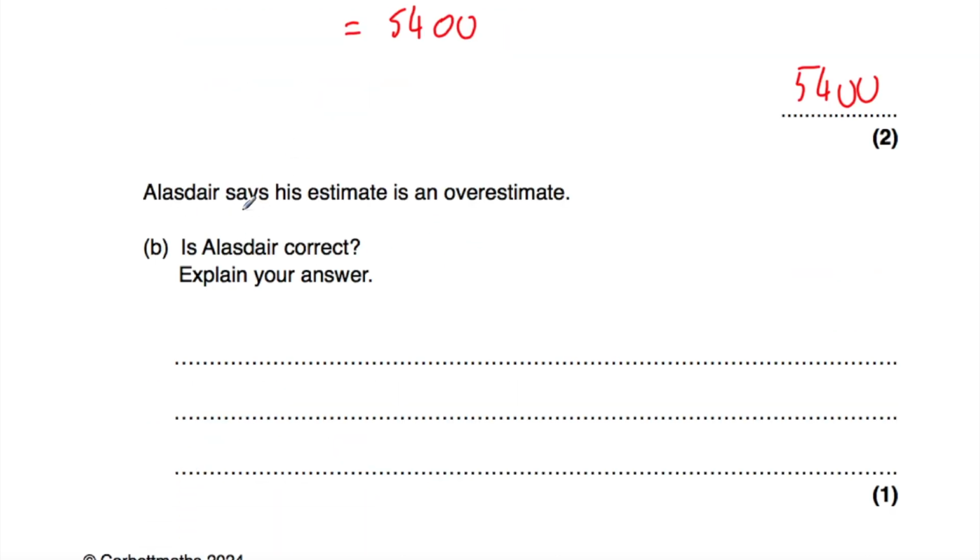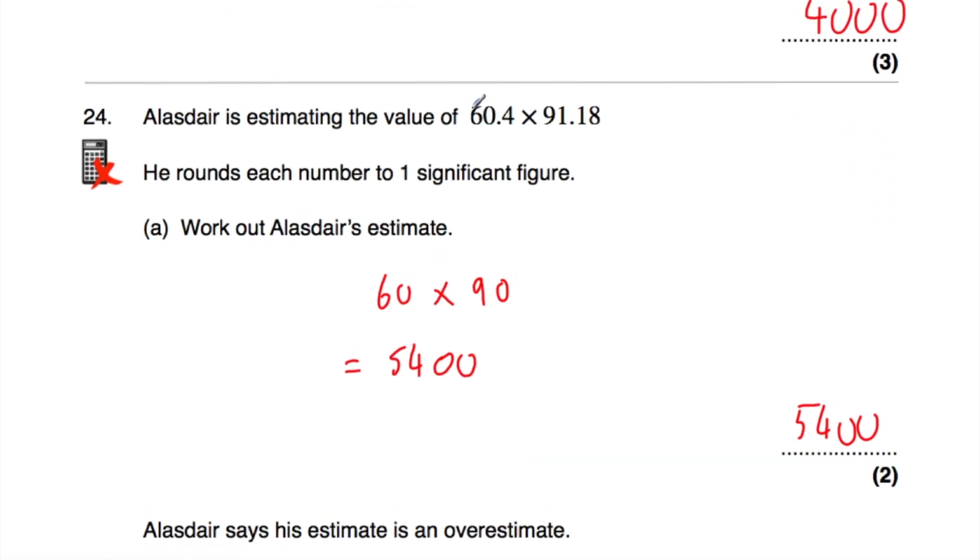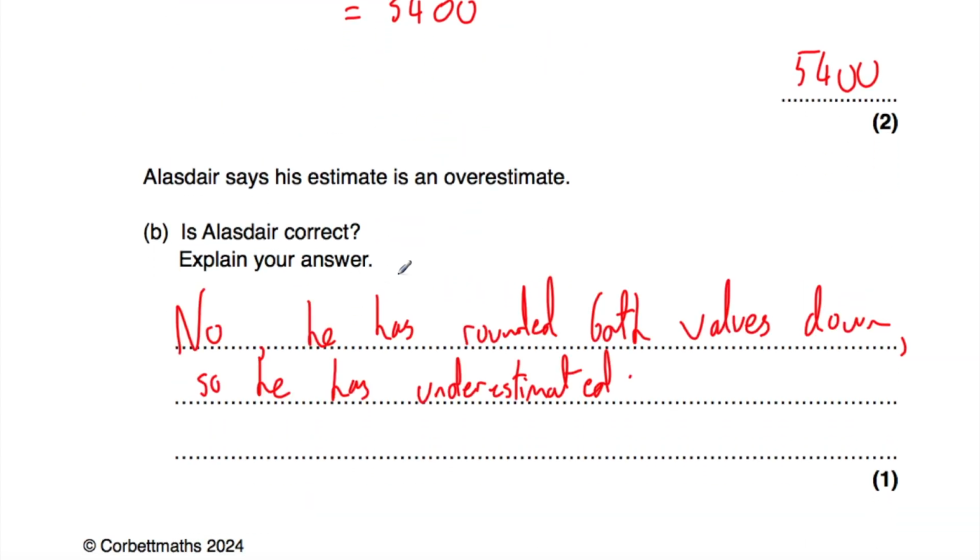Okay, and then if we carry on, Alistair says his estimate is an overestimate. Is Alistair correct? Explain your answer. So he's saying that his answer is actually bigger than the real thing. So let's go back up. So he rounded 60.4 down and he rounded 91.18 down. So his estimate will actually be lower than the real thing. 60.4 times 91.18 will definitely be bigger than 60 times 90. So that means that he's actually rounded down. So his is an underestimate. So let's explain that. I've just explained that no, he's rounded both values down, so he is underestimated.